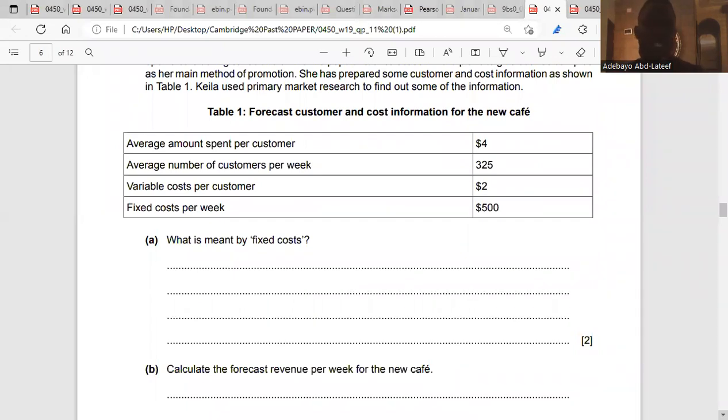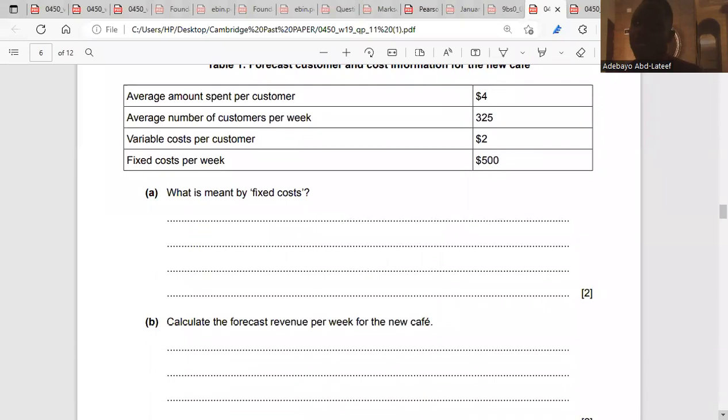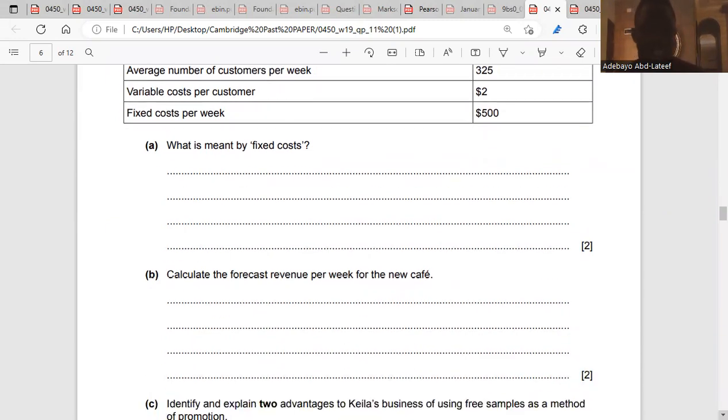Question 3. The first question says, what is meant by fixed cost? So what are fixed costs? Business costs such as rent that are constant, whatever the output increases. It doesn't change. So that's FC. A cost that doesn't change as output changes.